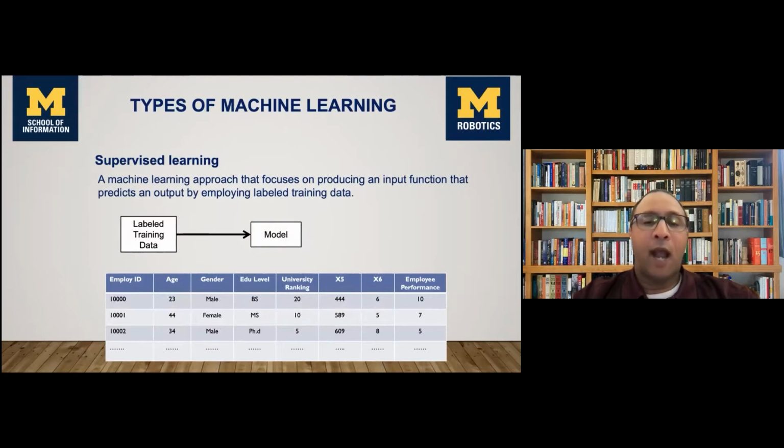And then I develop a model. In this case, I want to be able to take this data and predict somebody's performance. We try that model, and then we take the same model and apply it to new data to see if it's accurate. This is what we call supervised learning.